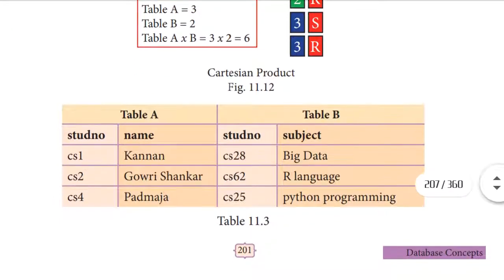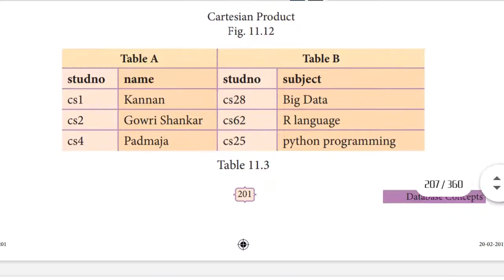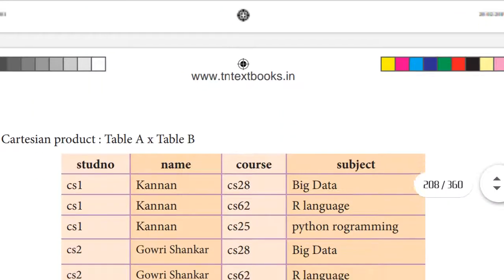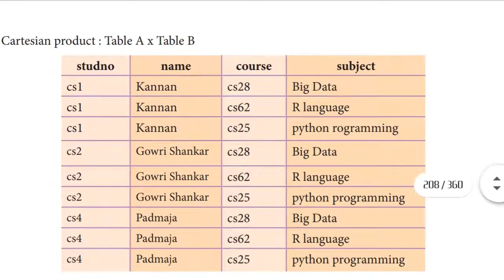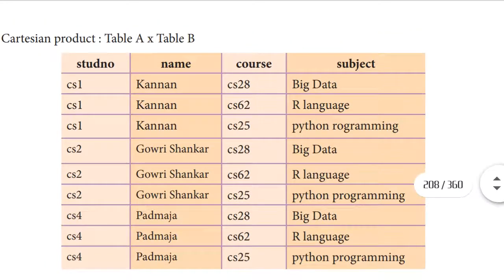You just see here, table A and table B are here. Now we are going to apply the Cartesian product. The result table contains, see here, 9 rows. Why are we using this? I want to know what subjects each student chose, what courses they chose. I want to know what courses a particular student chose. At that time we can use this Cartesian product.